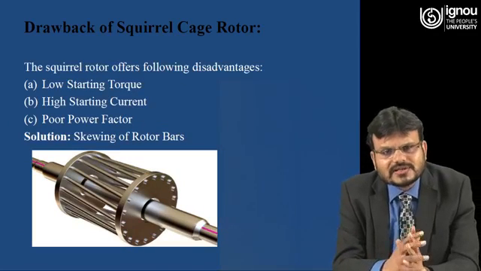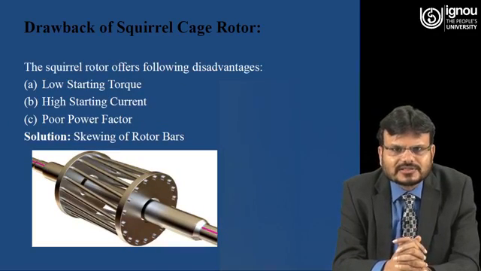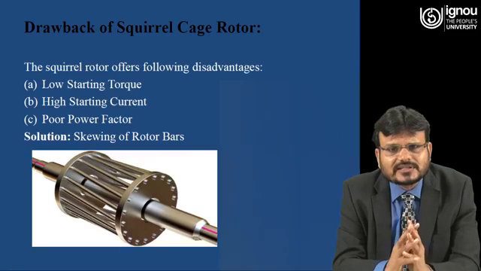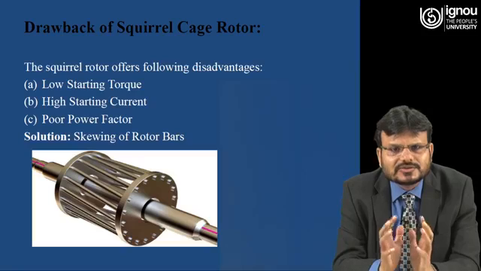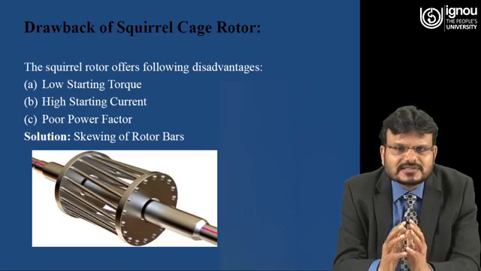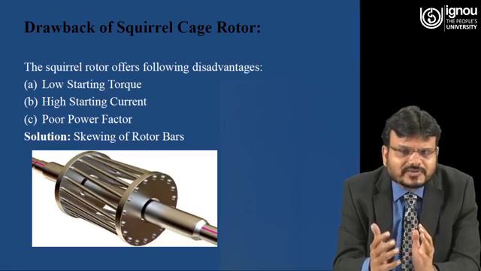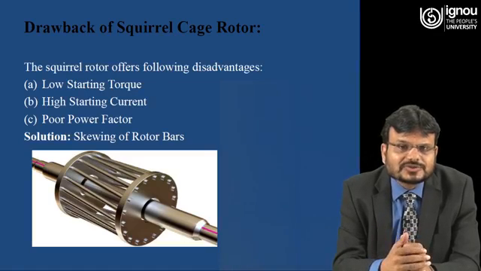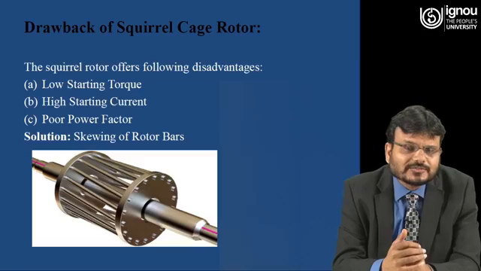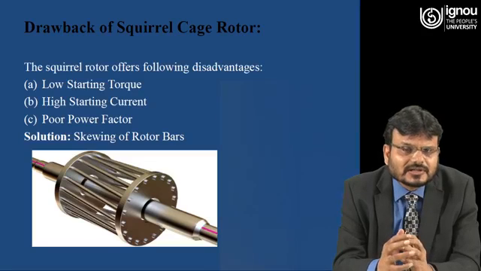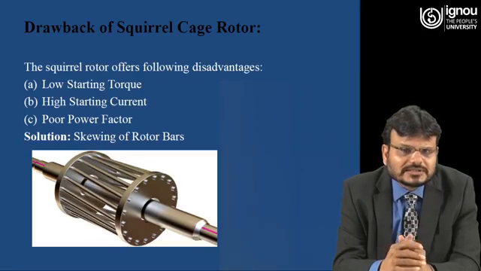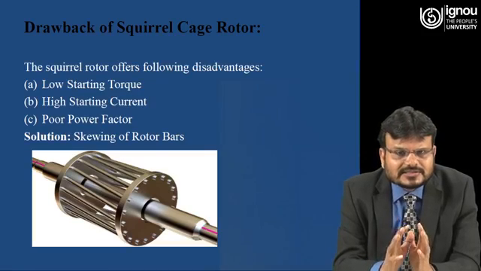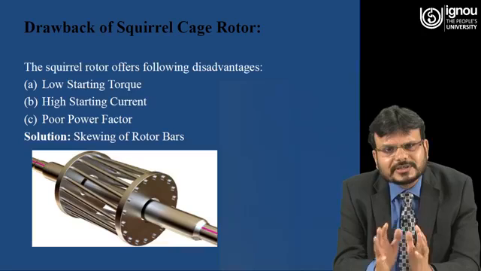Now we have to understand the drawbacks of the squirrel cage rotor. The squirrel cage rotor offers the following disadvantages. The first disadvantage is low starting torque. That means this type of squirrel cage induction motor is not able to generate high starting torque. So wherever the required starting torque is more, you cannot use this squirrel cage rotor. In this case you can use the slip ring induction motor.